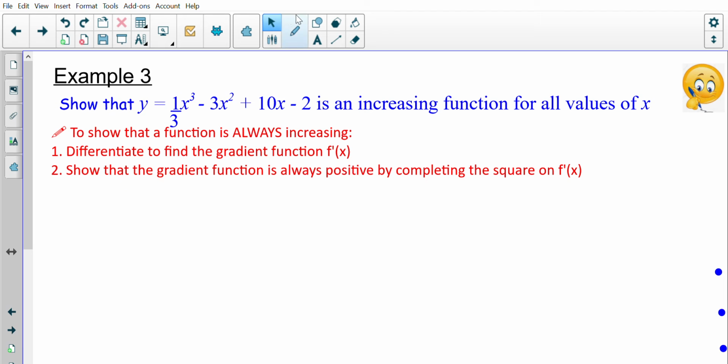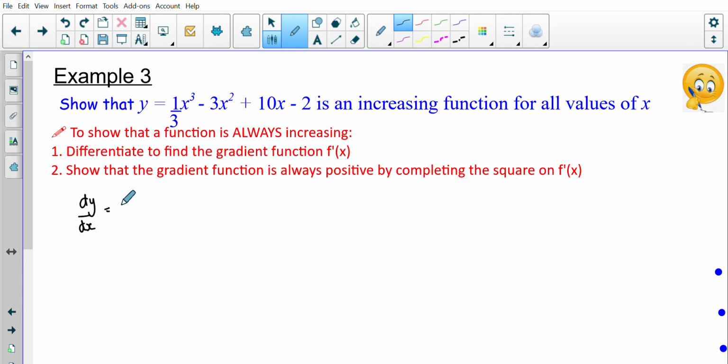So differentiating, first of all, gives me, in fact, let's use dy by dx this time because we've got y in our notation for the equation of our curve. So dy by dx is equal to, you can have a go at this, 3x squared minus 6x plus 10. So that's our step 1. So to show that 3x squared minus 6x plus 10 is always positive, we can complete the square on it.